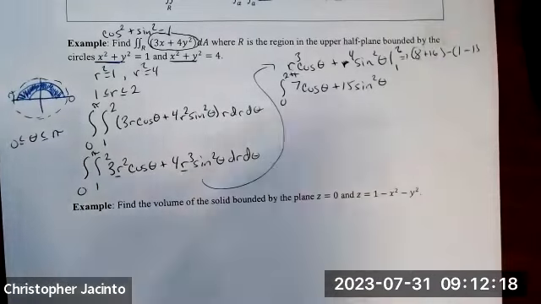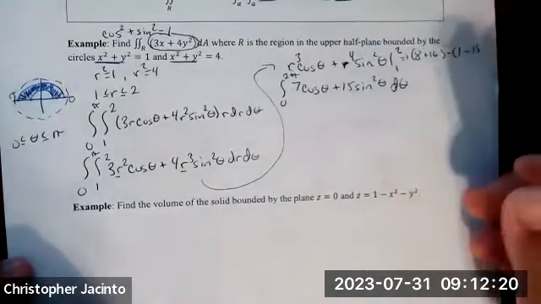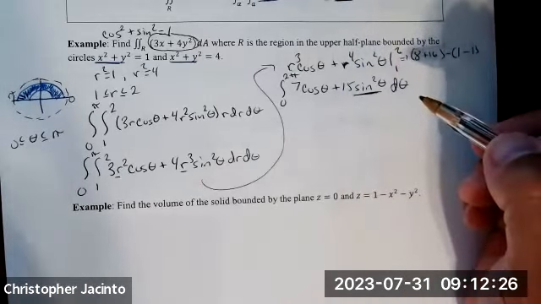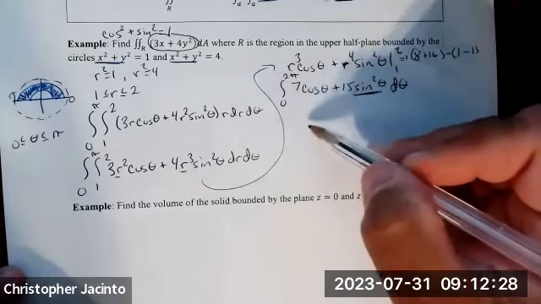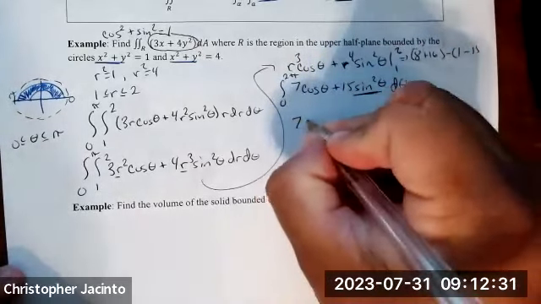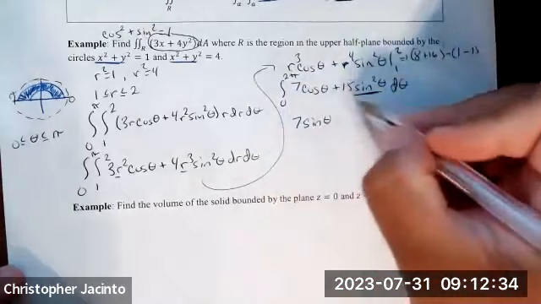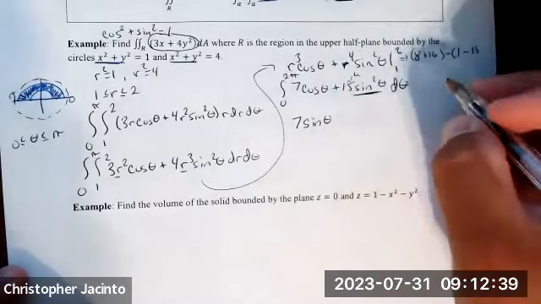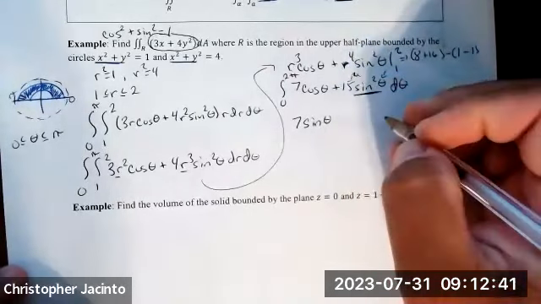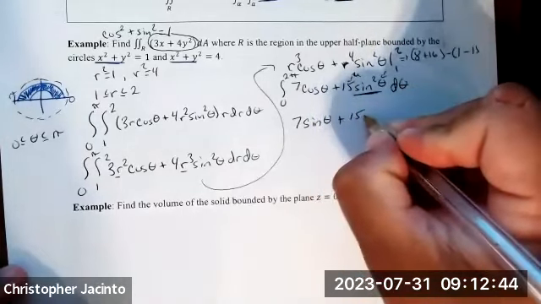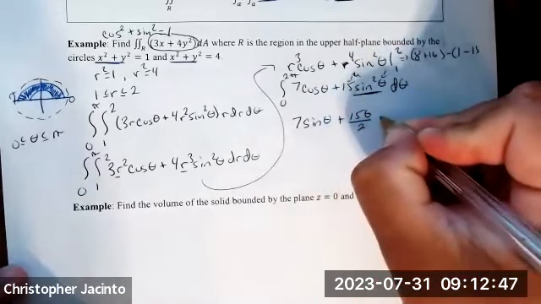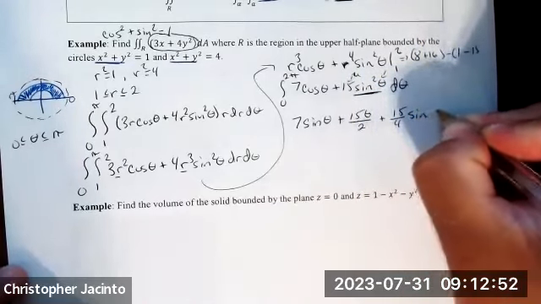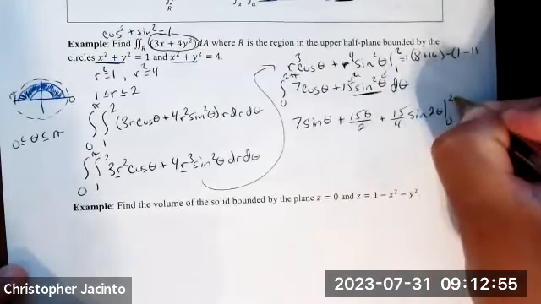Okay, so now we'll take the integral with respect to theta. So this is where I'm going to use this property I just talked about earlier. The integral of cosine is going to be positive sine, so it'd be 7 sine theta. And using this property here, since this is going to be u, sorry, that's a constant. So it's going to be plus 15 theta over 2 plus 15 over 4 sine of 2 theta. Evaluate at 0 and 2 pi.